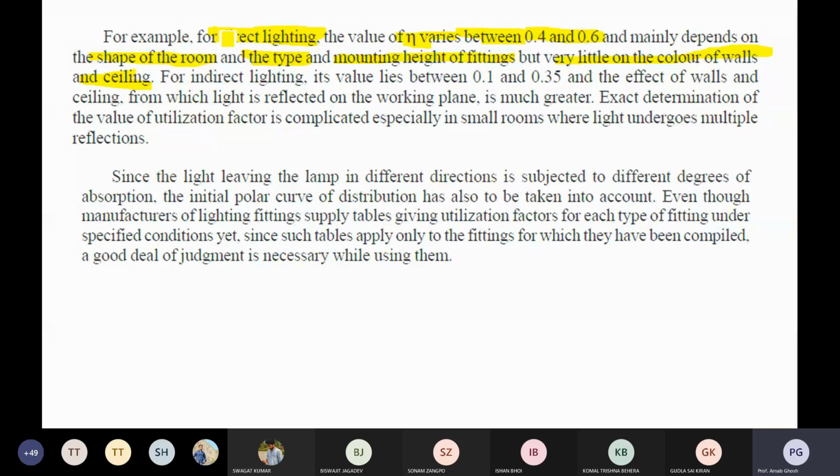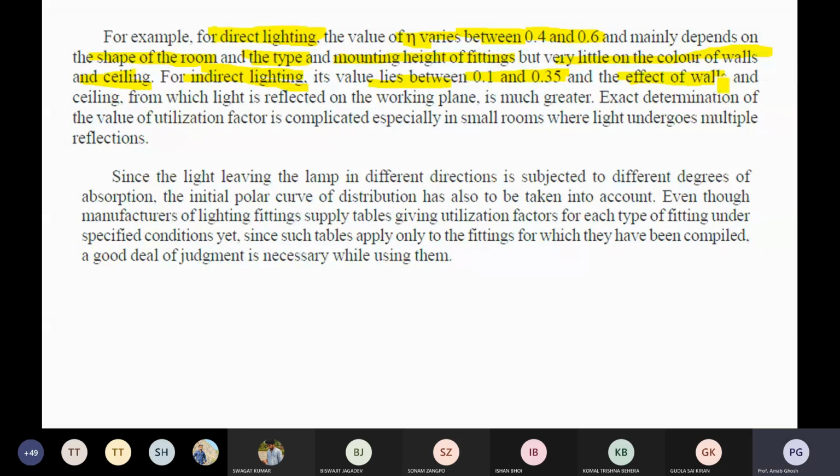The effect of the walls is basically diffusion. Indirect lighting means light will not come directly to your workspace, so it will be diffused. Light is emitted from the backside, reflected from the ceiling and comes back to your workspace. So you will not get that value. The effect of the walls and the ceiling you can find out here.